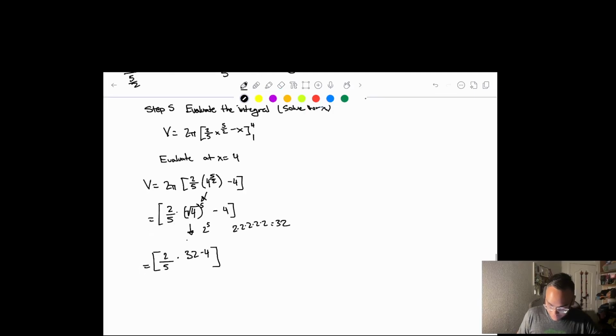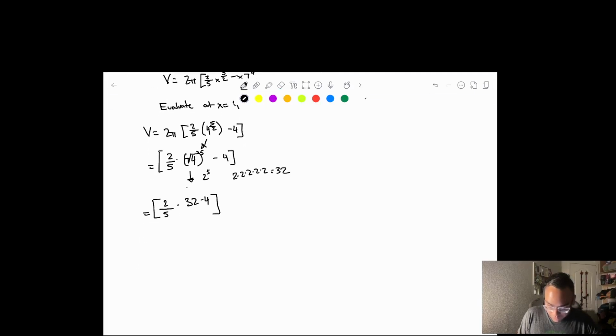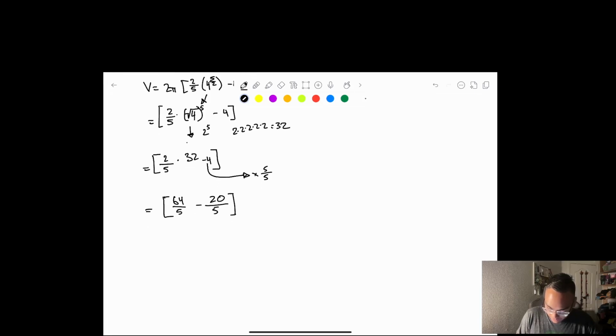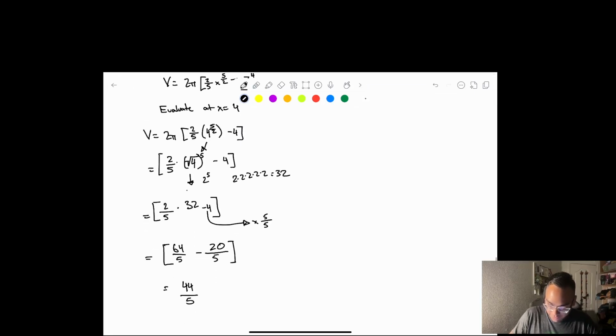I have to write the v down. I just got tired of writing. So we get, what we have to do from here is we can actually multiply this directly, but we have to convert the 4 into 20 over 5. The reason why is because when we multiply this, it's going to become 64 over 5, to get the common denominator. And then we end up with 44 over 5. That's our evaluate at x is equal to 4.